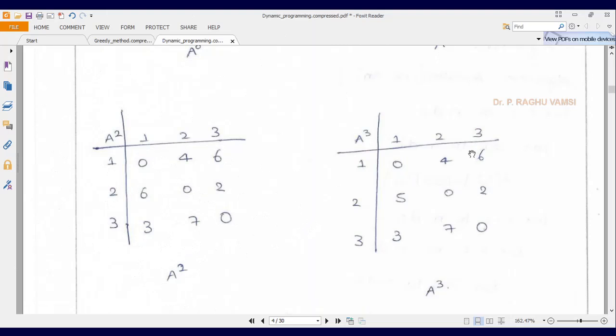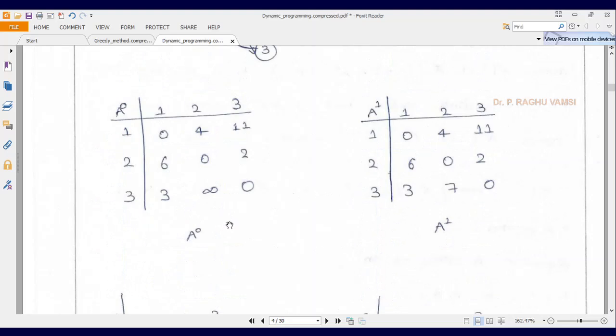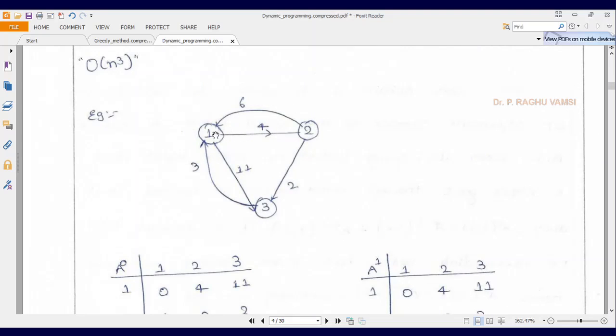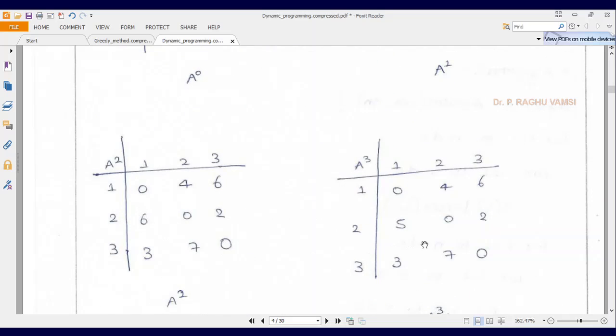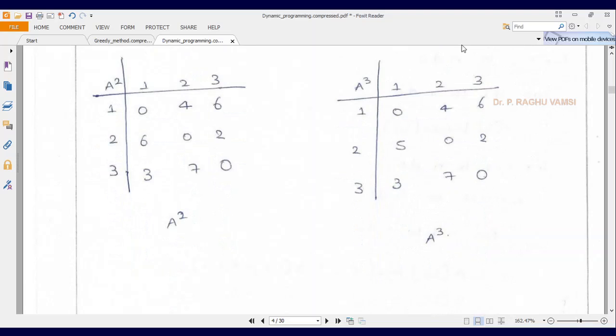Next, you improve it further. 1 to 1 we have checked, 1 to 2 we have checked, 1 to 3 we have checked. Now you check 2 to 1. If you go from 2 to 1 directly, 6 is there. You can also go from 2 to 3 and 3 to 1. So 2 to 3 is 2 and 3 to 1 is 3, which is less than the previous 6, so 6 will be replaced with 5. Then we have visited all the vertices now. All pairs of vertices we have visited and there is no further vertex to visit.